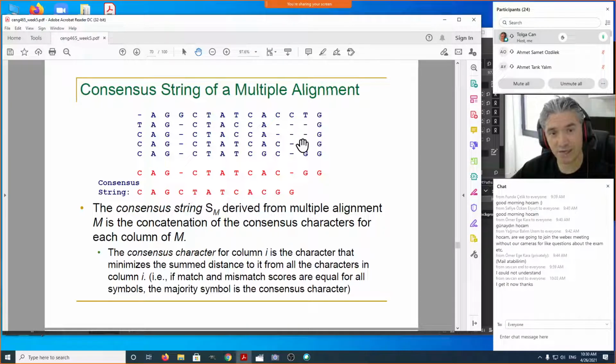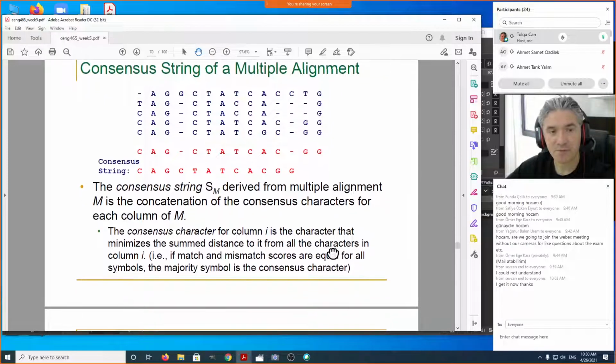For example, what would happen if these two G's here were two T's? If I have two A's, two T's, and one G in the column, am I going to write A here or T here? So I will have ties, which I will have to break if I want to decide on a single string as my profile.